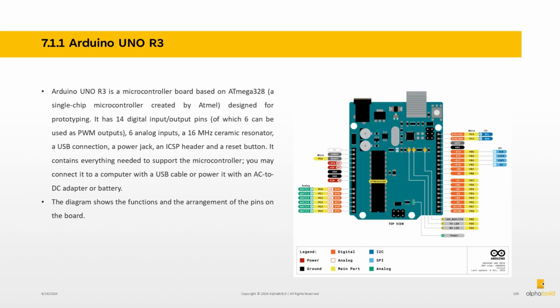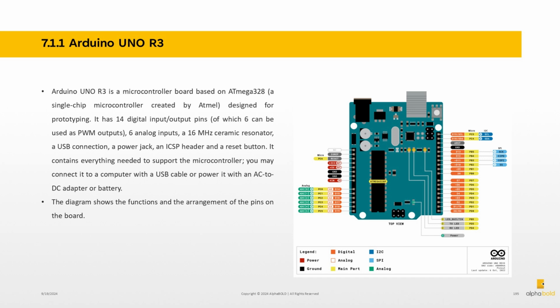Arduino Uno R3 is a microcontroller board based on the ATmega328, a single-chip microcontroller created by Atmel, designed for prototyping. It has 14 digital input-output pins, of which 6 can be used as PWM outputs, 6 analog inputs, a 16 MHz ceramic resonator, a USB connection, a power jack, an ICSP header, and a reset button. It contains everything needed to support the microcontroller.